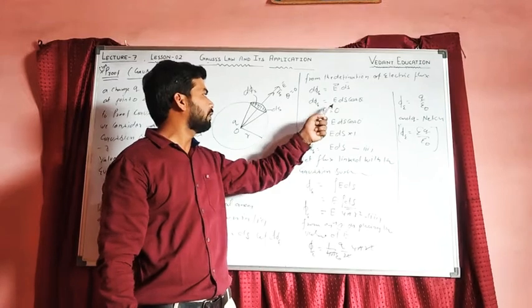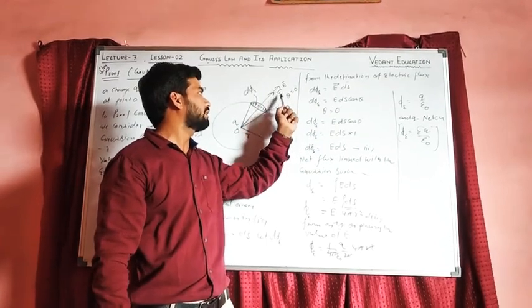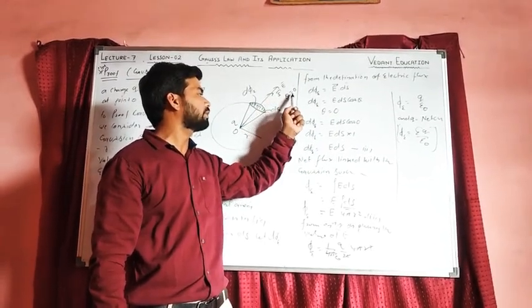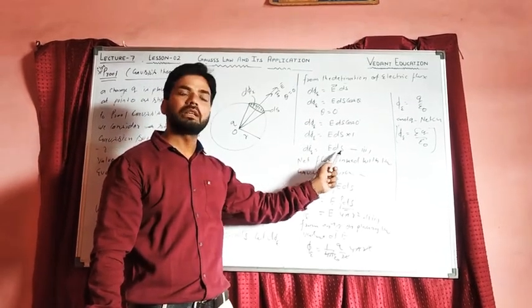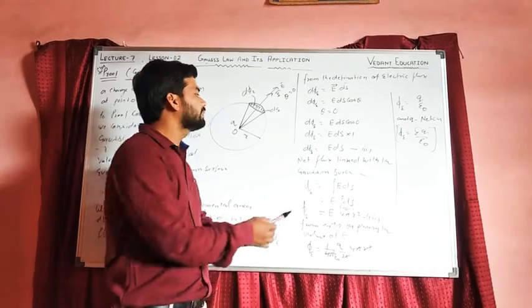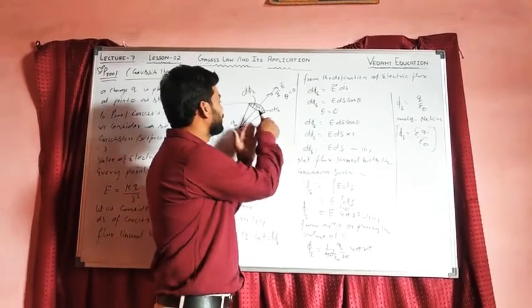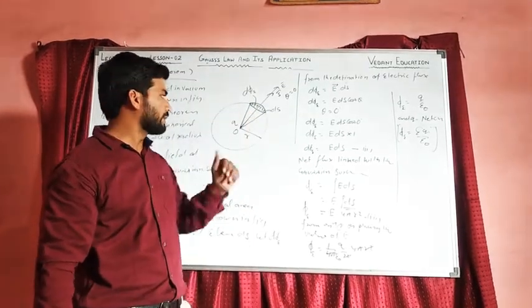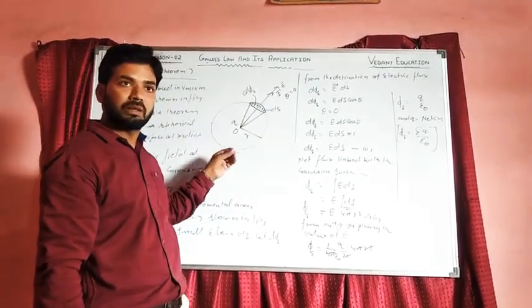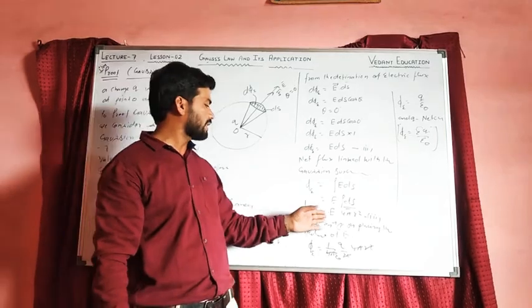Here theta is 0 degree because the direction of the electric field vector and area vector is the same. So d phi e equals E ds. This is the second equation, the flux d phi e which is linked with the small elemental area. We wish to calculate the net electric flux with the complete Gaussian surface. So the net electric flux is this one.